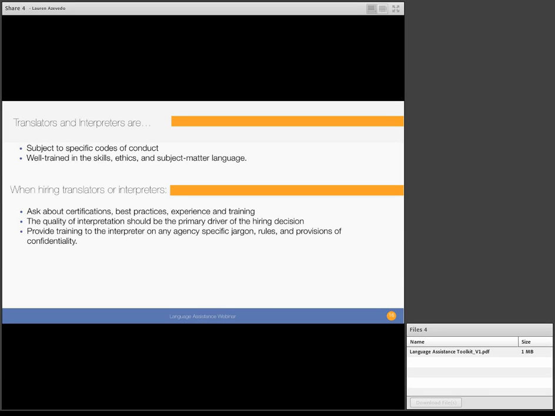So when you're hiring translators or interpreters, it's important to ask about certifications, training, best practices, and experiences, and in what fields. So the quality of the interpretation should be the primary driver of the hiring decision and not necessarily cost or convenience. To the extent possible, you should try to assess your interpreters to ensure that they are appropriate for the population that you're working with. And as I said before, it is important to provide training to your interpreter on jargon specific to your field and to your agency, any rules, and especially provisions of confidentiality when they have access to private confidential data.